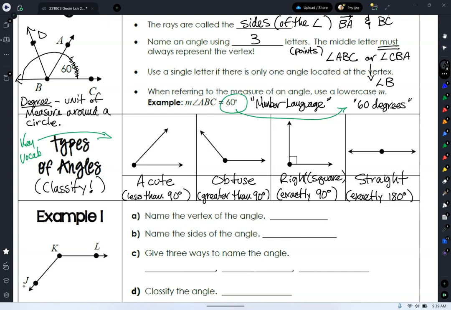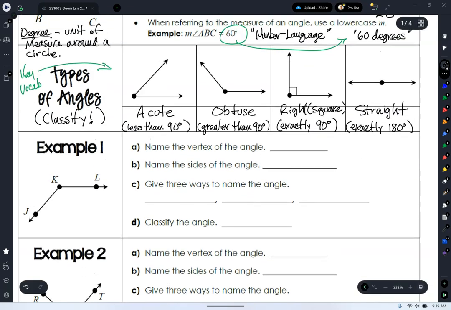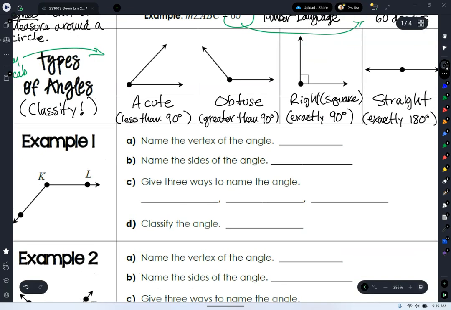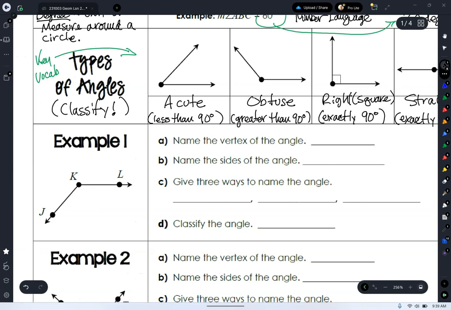Everybody good so far? Yeah? All right. So then, how about you do a little application here? I want you to do these 4 questions right here. I'll give you 2 minutes, and then I'm going to ask you to give me those answers. I'm going to call on you, so make sure you share your answers with your neighbor, check in, and see what you do. You are naming the vertex of the angle in example 1. You're naming the sides of the angle. You're giving 3 ways to name the angle, and you are classifying that angle. Ready, go.